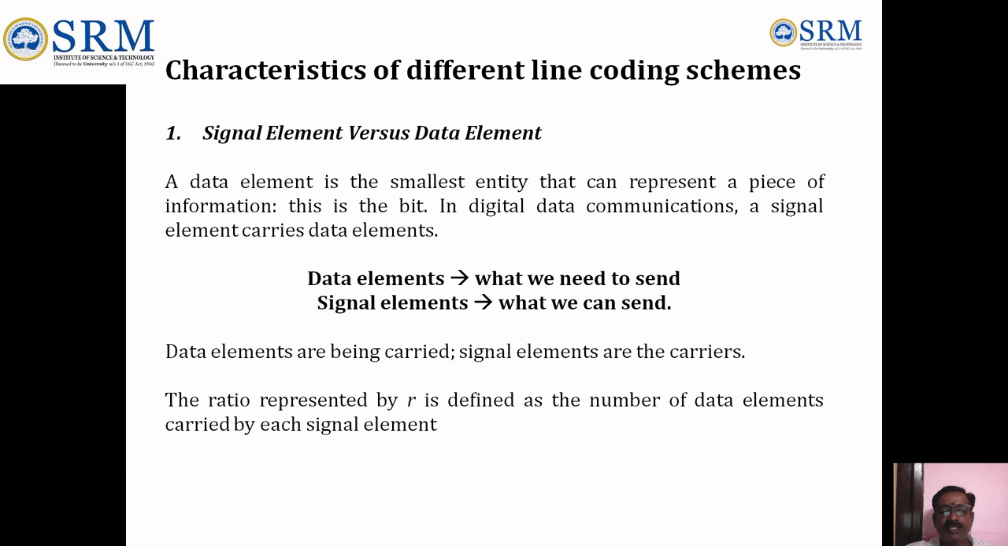Characteristics of different line coding schemes. The first characteristic is signal element versus data element. A data element is the smallest entity that can represent a piece of information, that is the bit. In digital data communications, a signal element carries a data element. The data elements are what we need to send; signal elements are what we can send. Data elements are being carried, signal elements are the carriers. The ratio represented by R is defined as the number of data elements carried by each signal element.